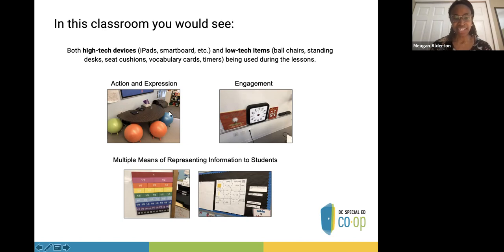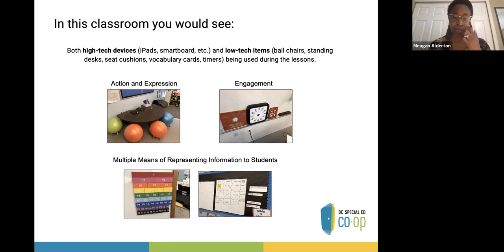So you can see in the action and expression area, not only do these kiddos have computers there, they also have a little bucket with paper and pencils that they could use. And then also we added in flexible seating in order for them to even literally physically express themselves if needed, and have that means of even scaling it to engagement in the classroom.